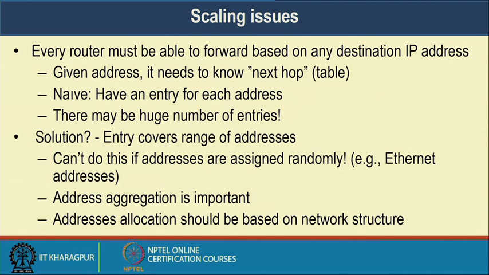One naive approach may be to have an entry for each address, right. However, there can be a huge number of entries, to the scale of 10 to the power 8, 10 to the power 9 types of entries, if you consider all the systems across the domains, right. So, that may not be practically feasible. One solution may be for an entry to cover a range of addresses, right.